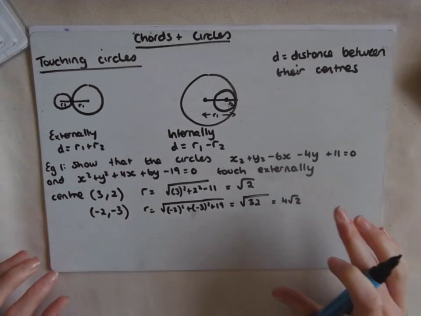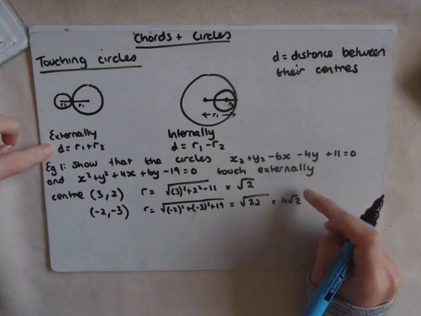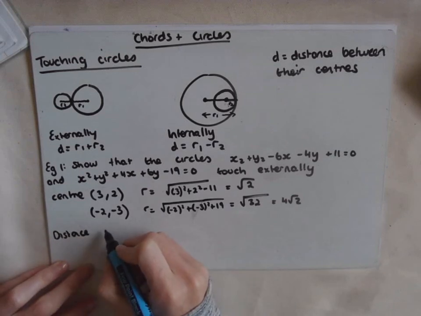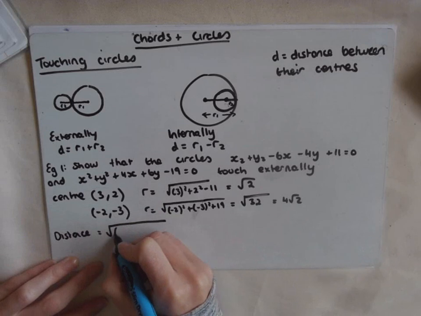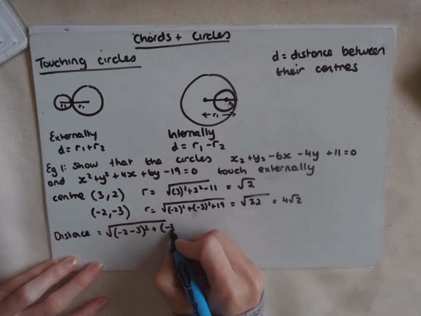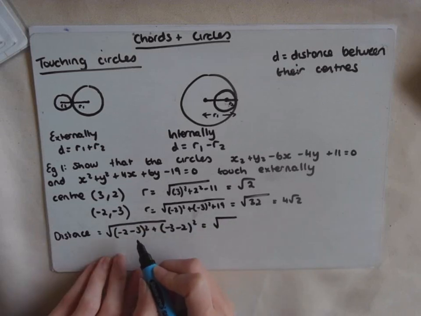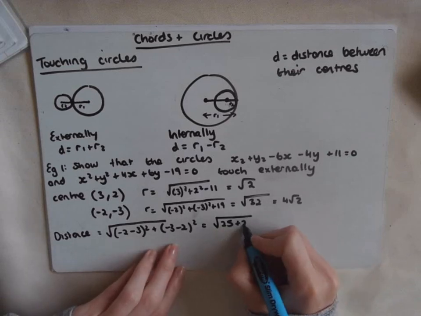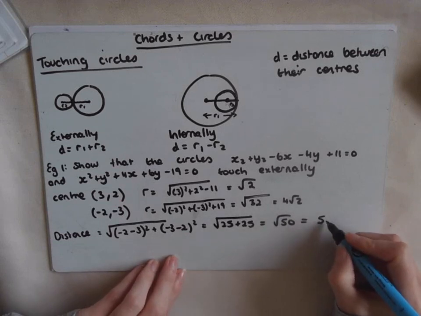Now, we're trying to show that they touch externally. So externally is the distance between their centers, these two added together. First we need to find the distance between the two centers. So it is x2 minus x1 squared plus y2 minus y1 squared. Minus 5 squared is 25, and minus 5 squared is 25. So that's square root 50, and if I throw square root 50 into my calculator, I get 5 root 2.